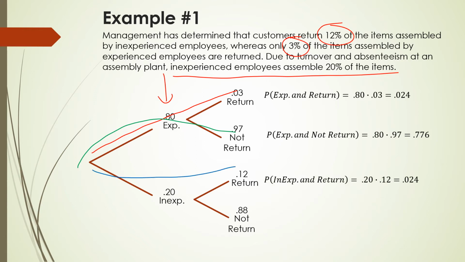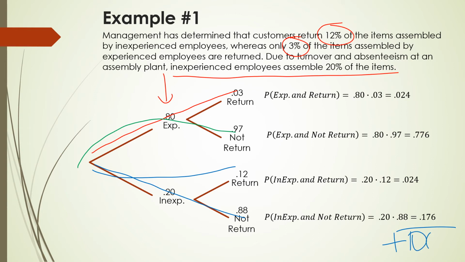You always multiply them as you go down. And so those are all the four scenarios that happen. And if you look at the math, adding them all up, since that's all the possible four scenarios, that's going to be 100% or 1 as a probability.